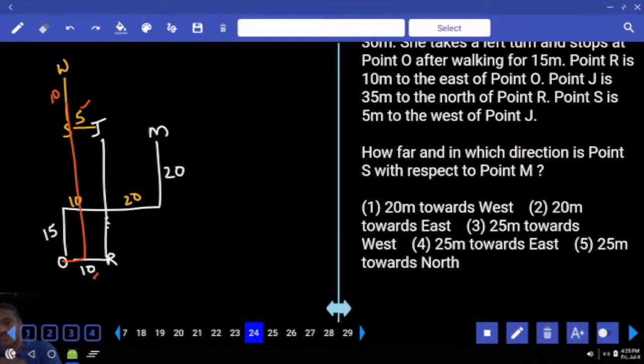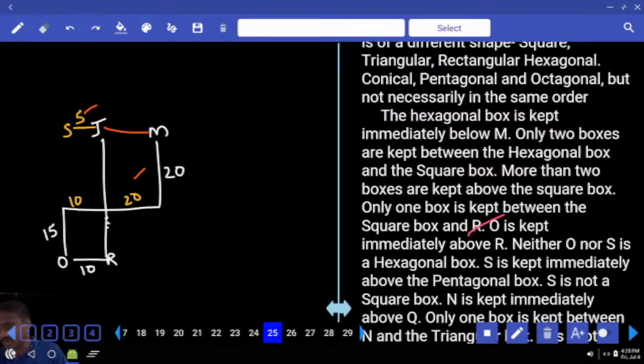Then 24, how far and in which direction is S with respect to M? Now we need to find S with respect to M. What is the distance between these two? 5 plus 20, how much? 25. S with respect to M means towards west. 25 meters west, choice 3, question 24.